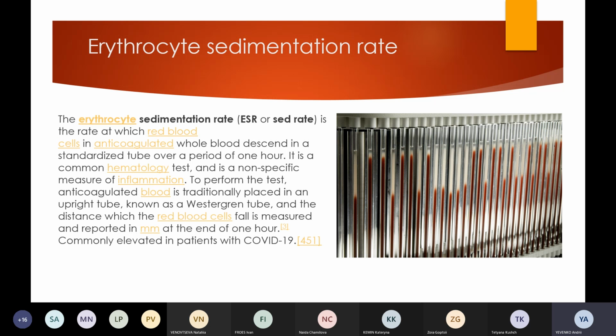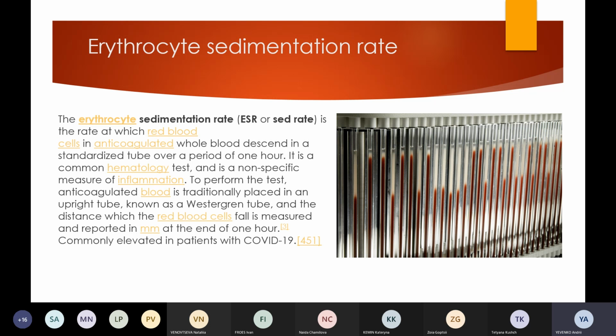So usually, when you don't have any inflammation, the test is normal within the ranges that are referred by the lab. And during infection, the sedimentation rate is increased. So in patients with COVID-19, as with other infections, the ESR is increased.